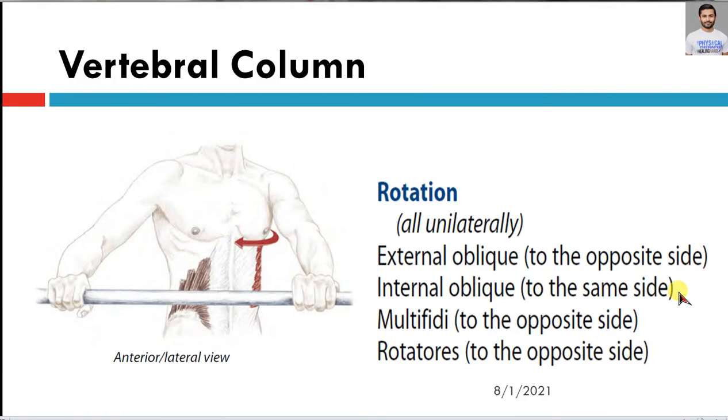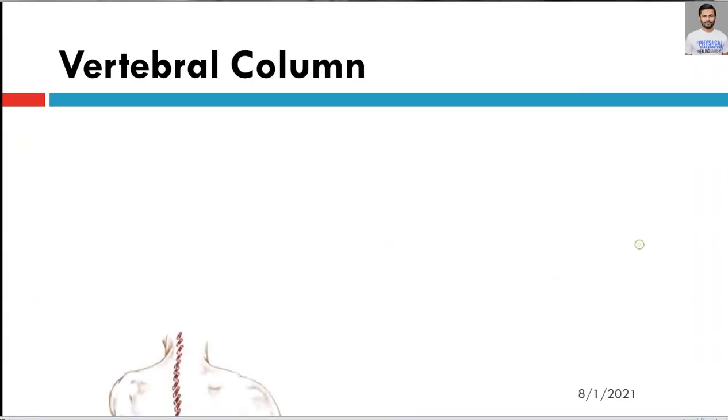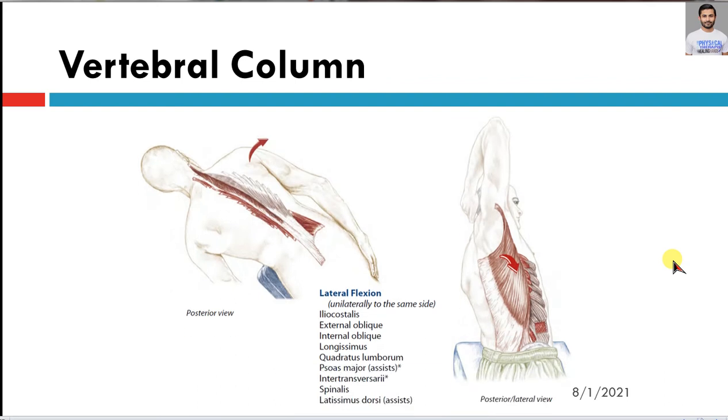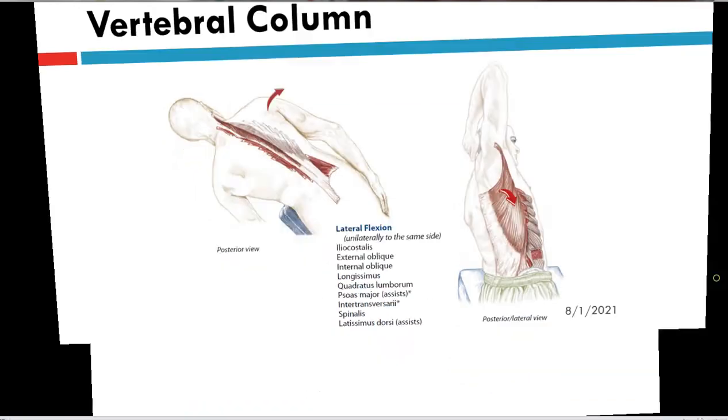Then over here you can see the rotation. So external, internal oblique, one on each side, multifidus and rotators. Again, you can see how these muscles contribute in these movements. For side bending or lateral flexion: iliocostalis, external internal oblique, longissimus, quadratus lumborum, psoas major, intertransverse array, and some other muscles.